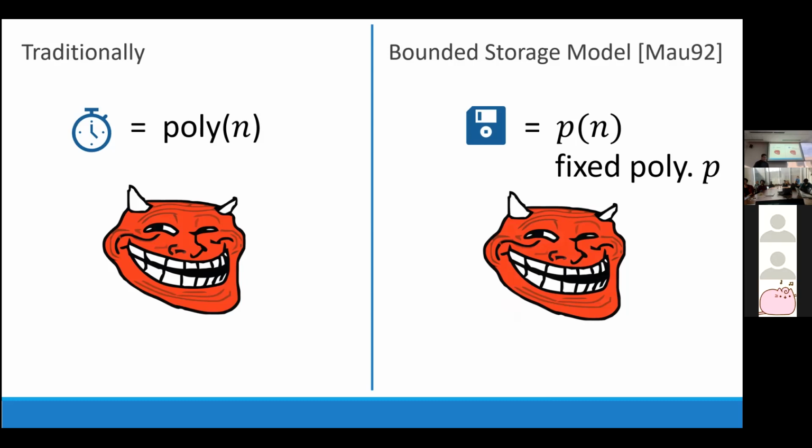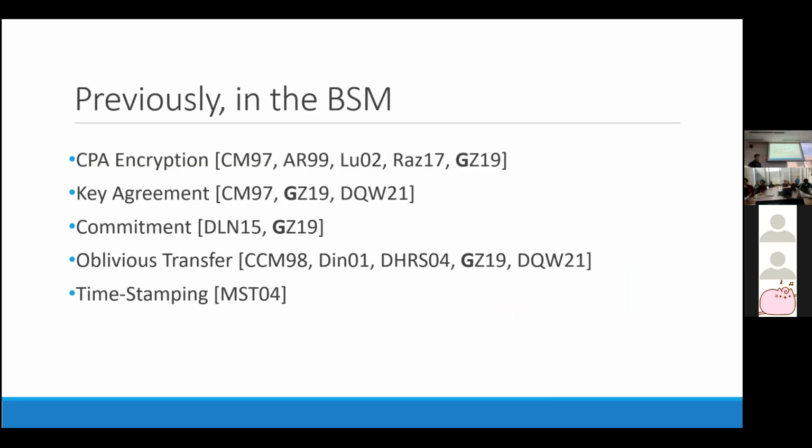So previously in the bounded storage model, there has been a lineup of interesting work constructing CPA encryption, commitments, key agreement, OT protocols, and timestamping. And most of the work has been trying to use the bounded storage model by itself to achieve information theoretic results.